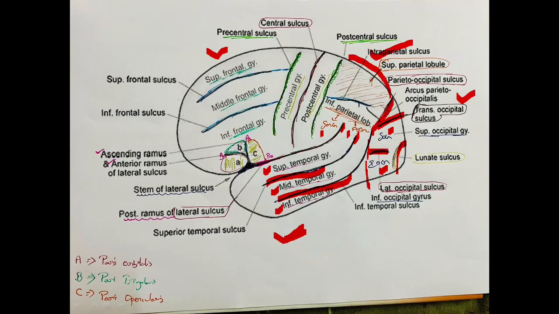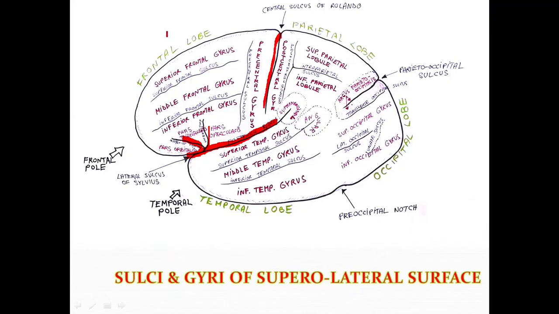So this photograph will explain the superolateral surface of the brain, that is the cerebral cortex. Because we had three surfaces: superolateral, medial and inferior. So now we have done the frontal, parietal, occipital and temporal lobes. We discussed their sulci and their gyri.